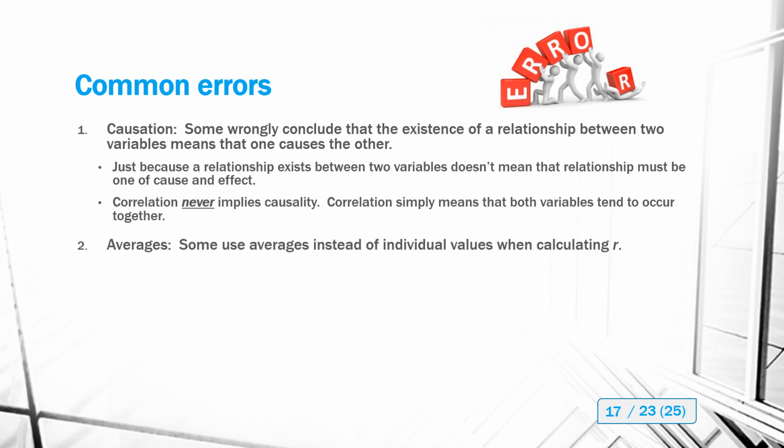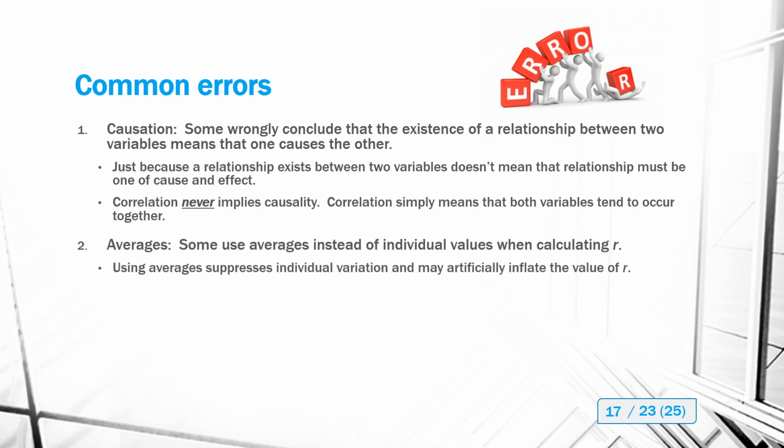Another common error, averages. It's very typical in the real world to have data sets with literally thousands of individual data points. How do you manage all of that data? Well, some people get the quote-unquote bright idea that it'd be easier to manage all this data if we just used averages for calculating our correlation coefficient. Well, that's not a really good idea.